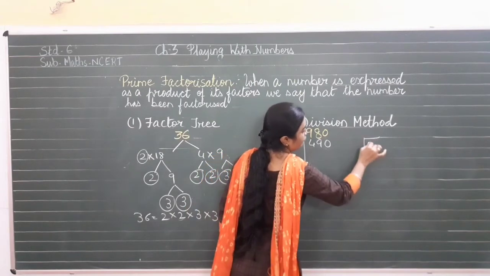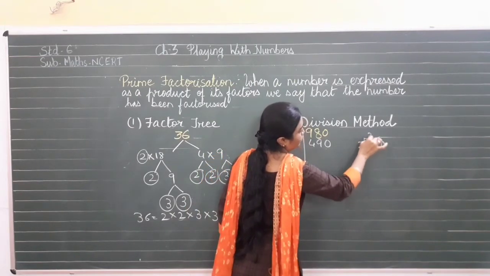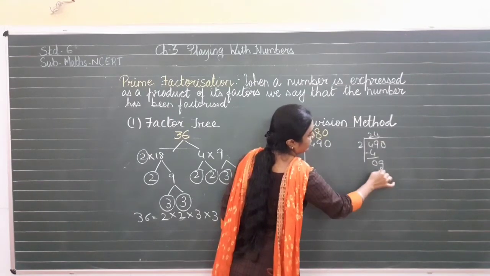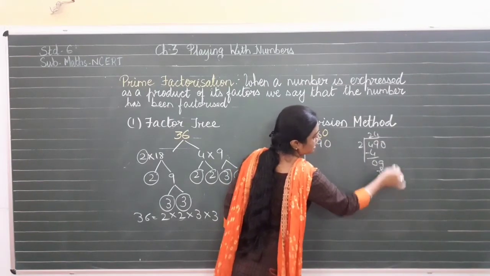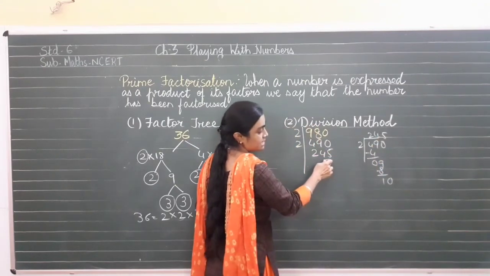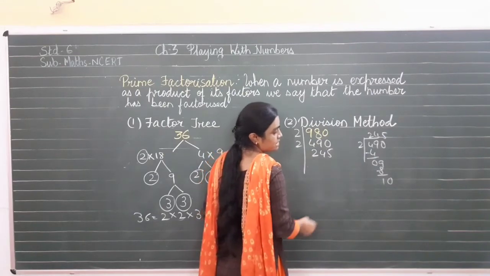If you divide 490 by 2, 2 2s are 4, 9 minus 4 is... 2 4s are 8, 9 minus 8 is 1, 0. 2 5s are 10. So 245. Now the last digit is 5, so it will be divisible by 5.